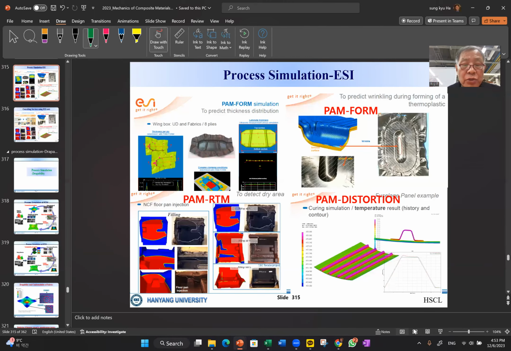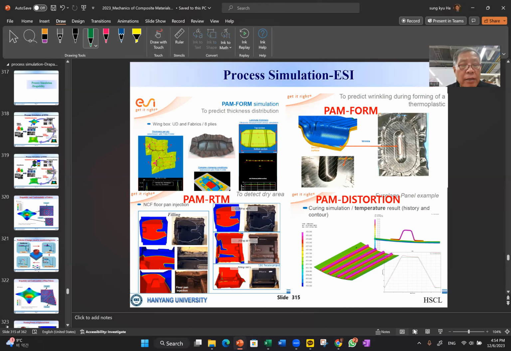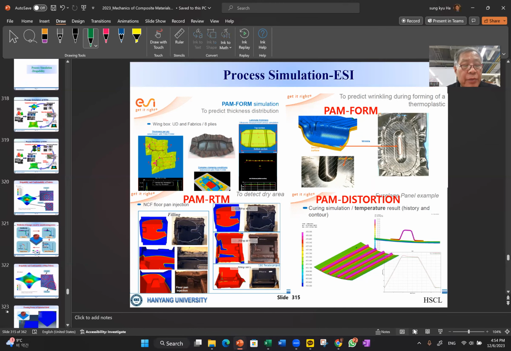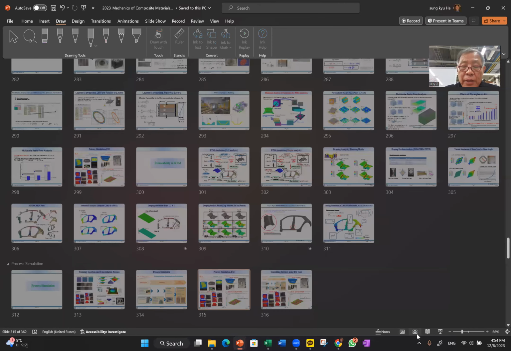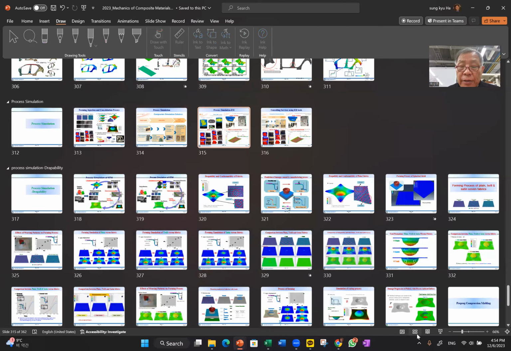It can be applied to many different cases, such as PAM RTM and PAM Form. Again, PAM Form means that you just shape the dry fabric into a certain shape, and then RTM lets the resin flow, and PAM Distortion lets the composite cure, and then you can see how the composite can distort after curing. So understanding these three steps can be very useful.